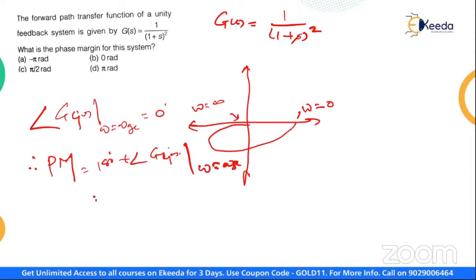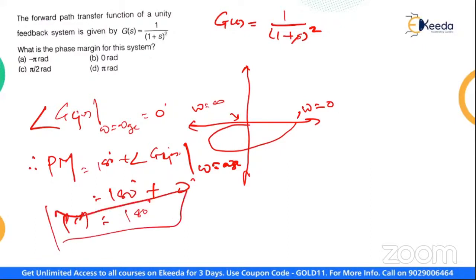So, which is equal to how much? 180 degrees plus 0 degrees, which is equal to 180 degrees. So, the phase margin in this case is 180 degrees. So, your system is very much stable, damn stable. No problem about it. Correct? Yes. Now let us move on to the next one.